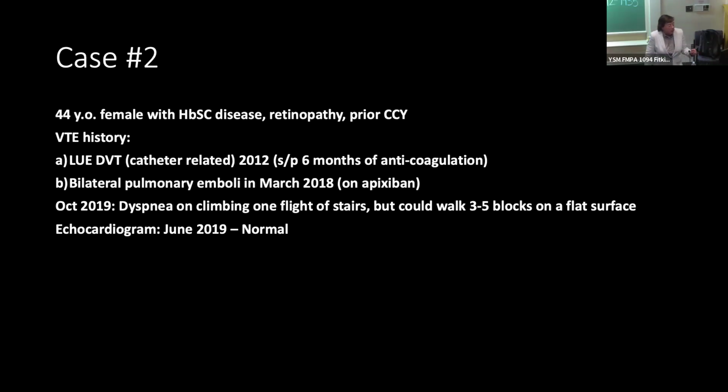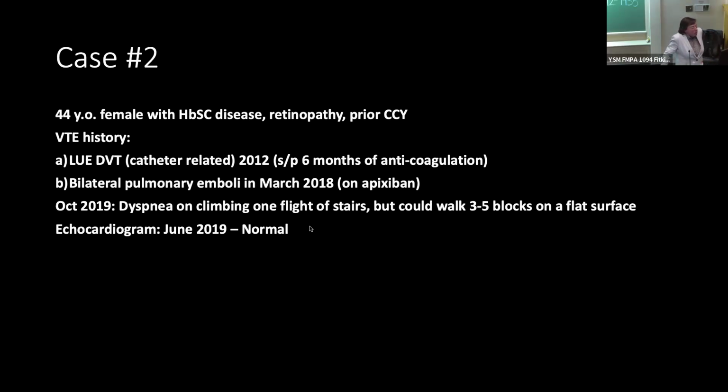I'm going to move on to my second case because I know you want to hear something about pulmonary hypertension, and I don't want to disappoint. So my second case is one of the most challenging people in my practice. She's 44, and when she first presented to me, back in about 2019, she had hemoglobin SC disease, remember, the mild genotype, supposedly, retinopathy, and a prior cholecystectomy. She has a very complicated venous thromboembolism history.